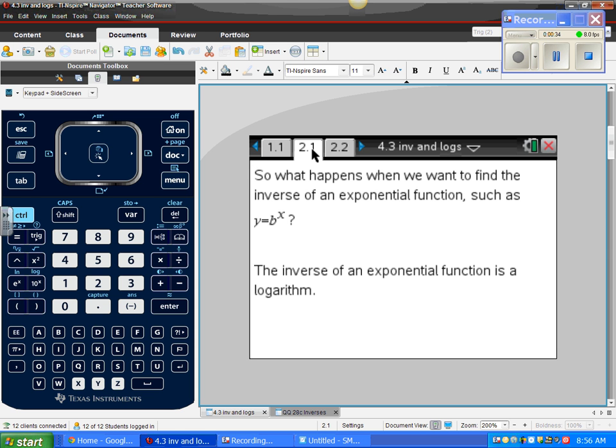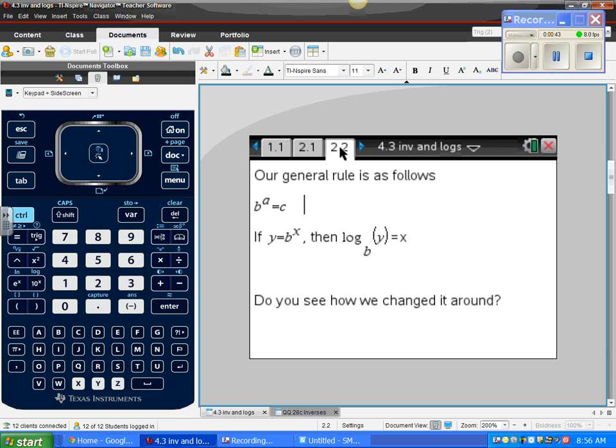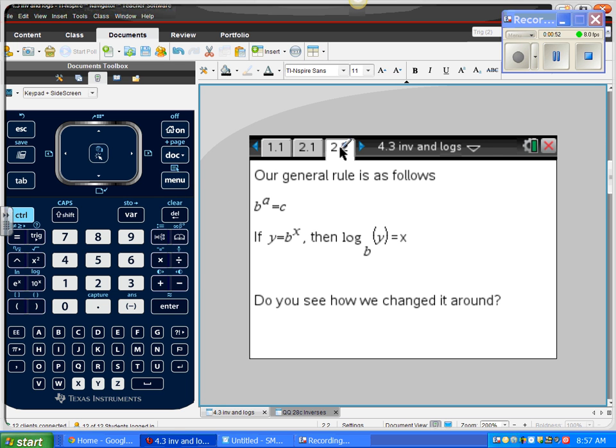Again, what happens when we want to find the inverse of an exponential? Well, the inverse of an exponential is a logarithm. Now, in order to go from exponential to logarithm, in order to find that inverse, you have to know how to go from one general form to another. So here's our formula. We've got y equals b to the x, right? That's what part? Exponential or log? Exponential, okay? This turns into log base b of y equals x.